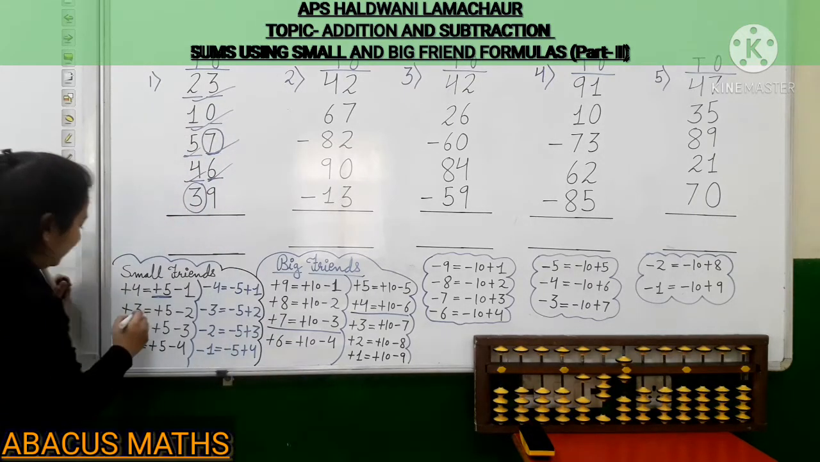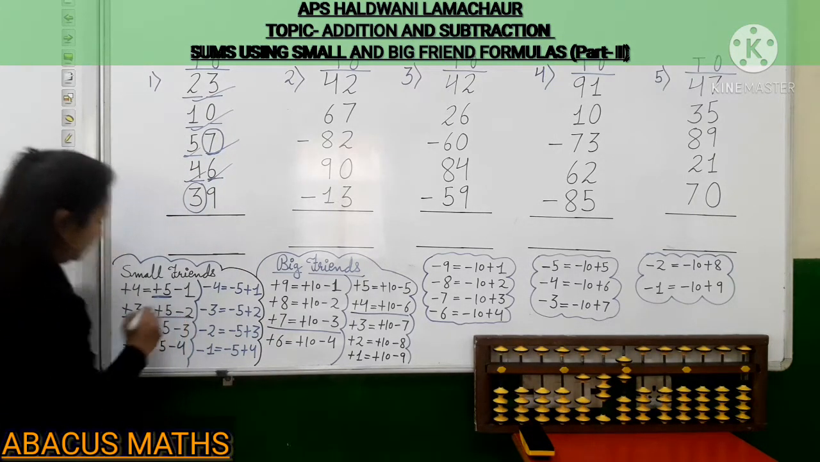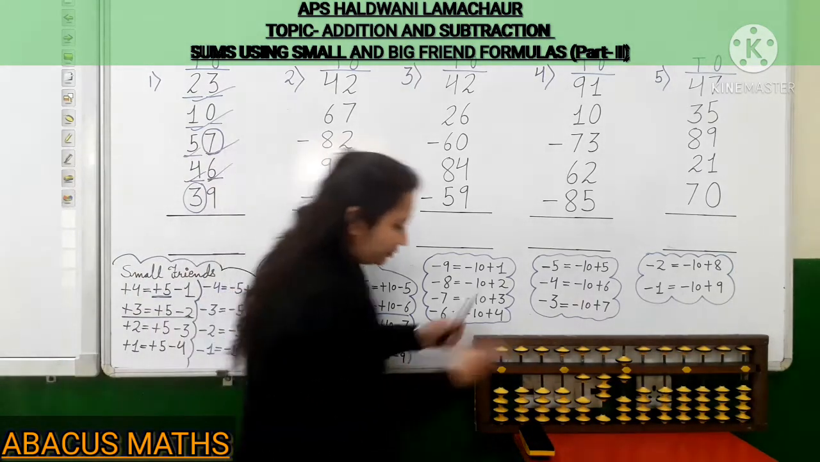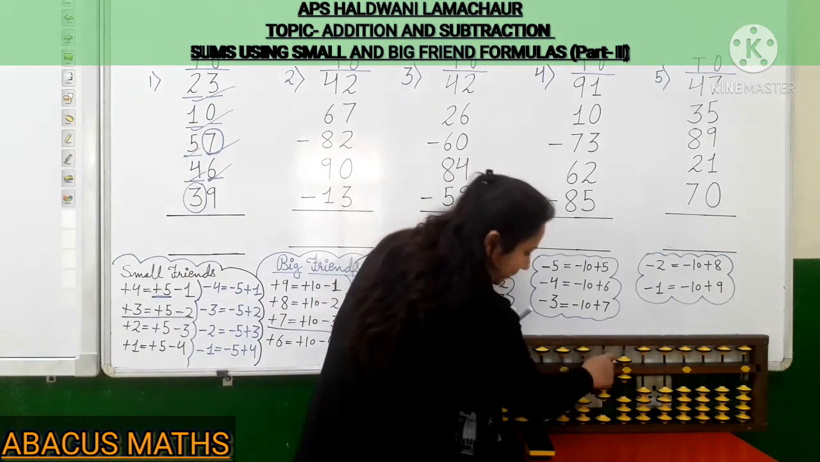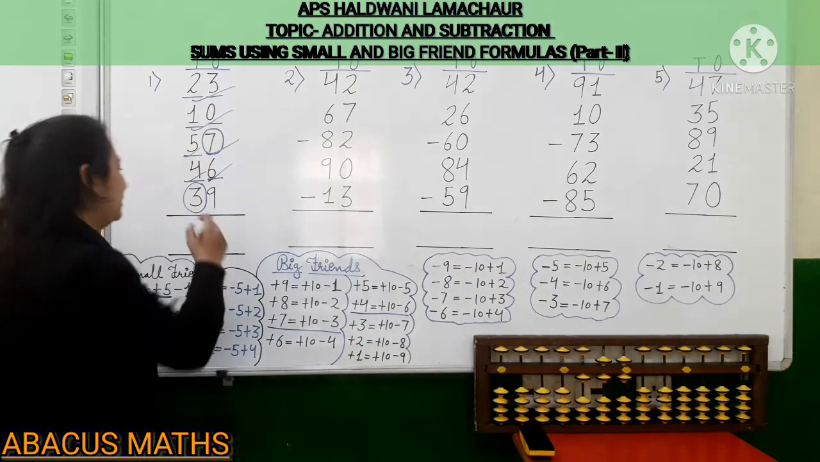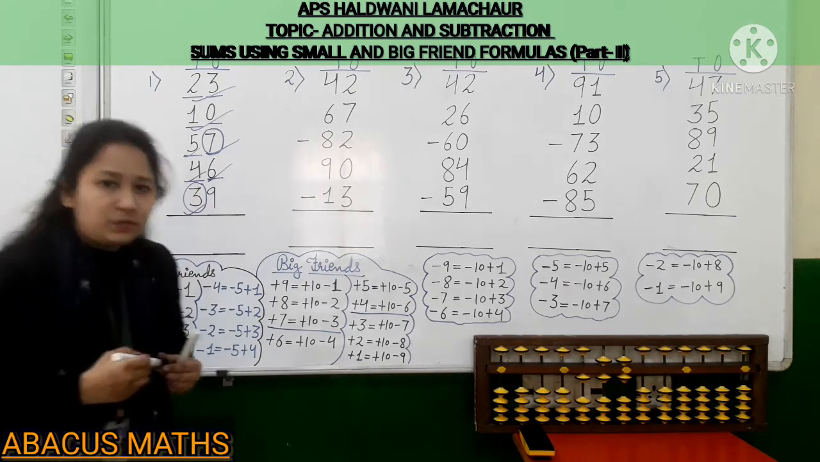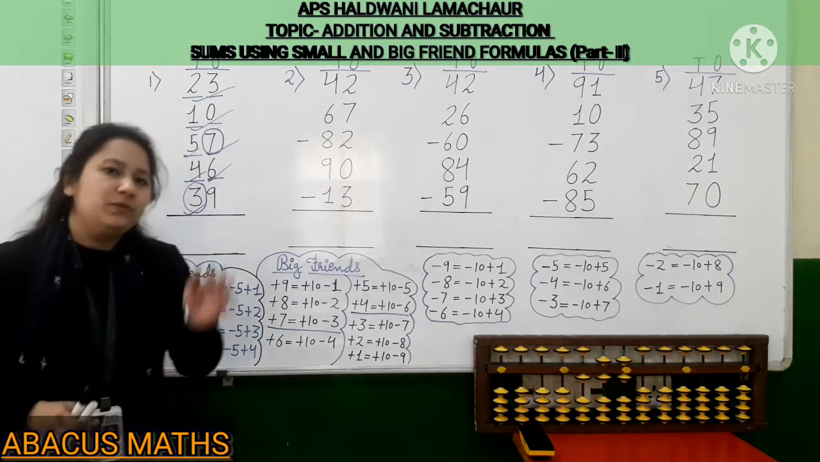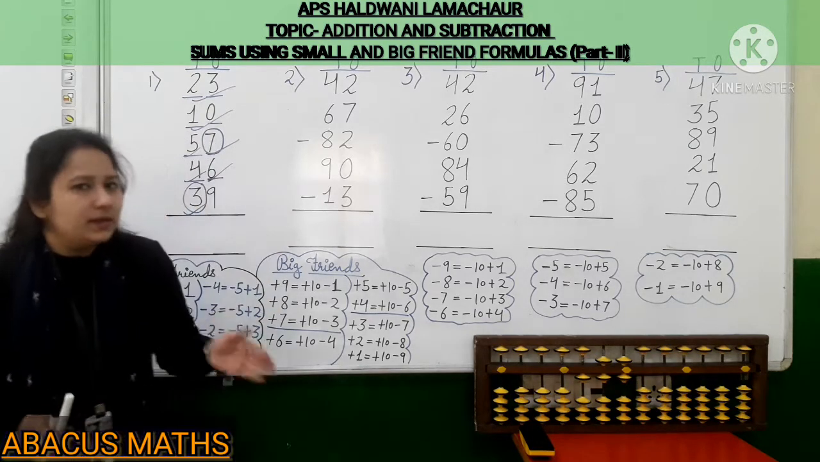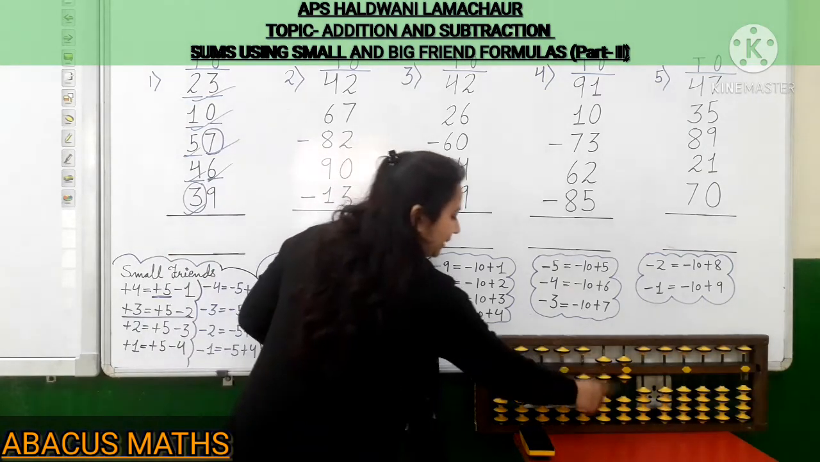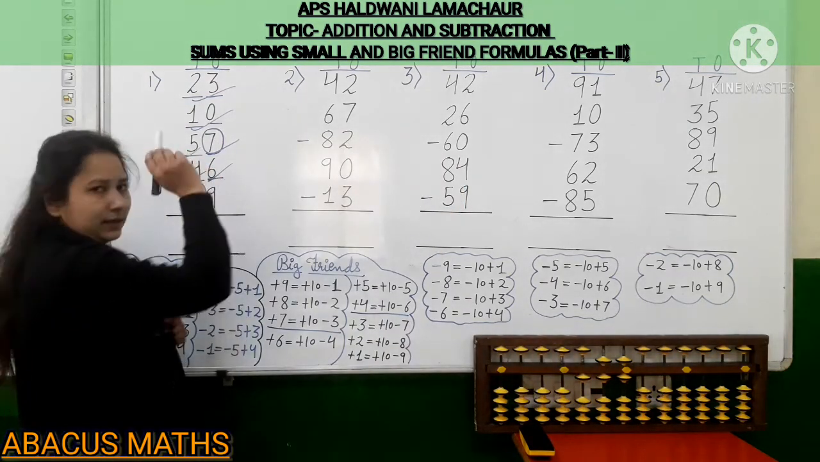Now for adding 3, what is the formula? Plus 5 minus 2. Now plus 5 we can do, yes, plus 5 we can do. Plus 5 minus 2 and your 3 is added. See, I told you that first of all you will go for the small friends, and when you can't apply small friends, then you will go with the big friends. See, plus 5 minus 2 we have done and 3 is added.